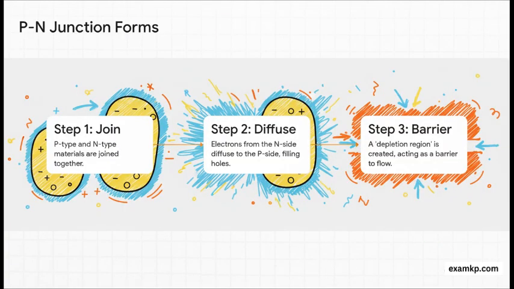So, what happens when you bring these two together? Well, something really cool. Those extra electrons from the N side immediately jump over to fill the empty holes on the P side. This creates a little zone right in the middle, the depletion region, that has no extra electrons and no extra holes. It becomes a natural barrier that stops the flow of electricity. And this simple barrier is the foundation for almost everything in electronics.